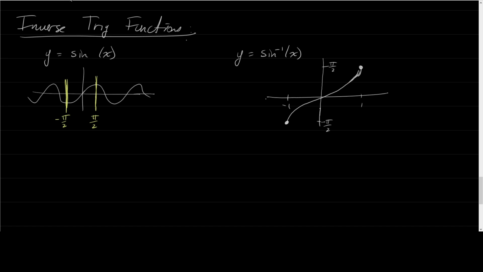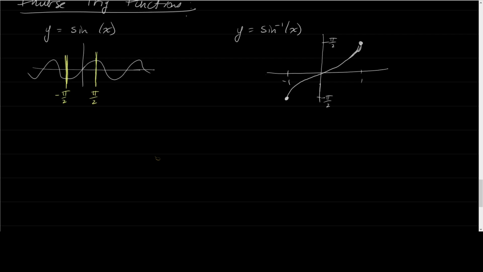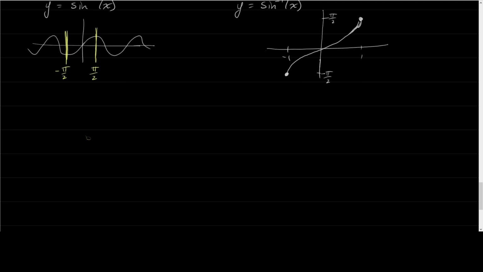Right? That right there is the graph of sine inverse. Notice that sine inverse is bound between negative pi over 2 and positive pi over 2 as its range, which makes sense because I cut the domain to be from negative pi over 2 to positive pi over 2. Similarly, the domain here is restricted from negative 1 to 1, because the range for sine is from negative 1 to positive 1. All right.